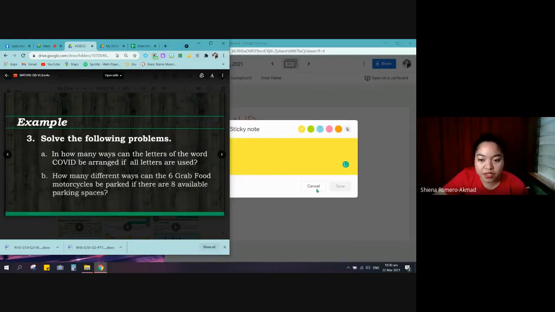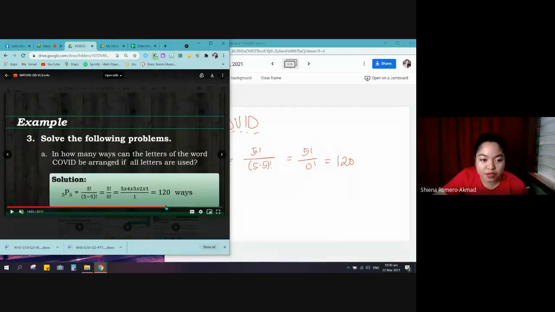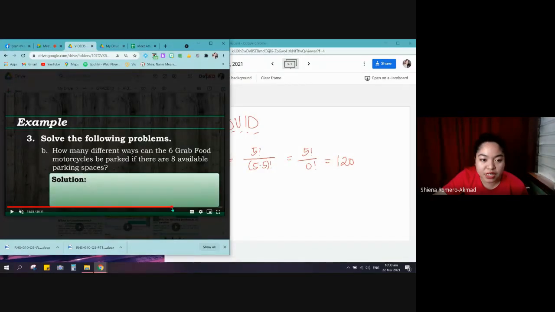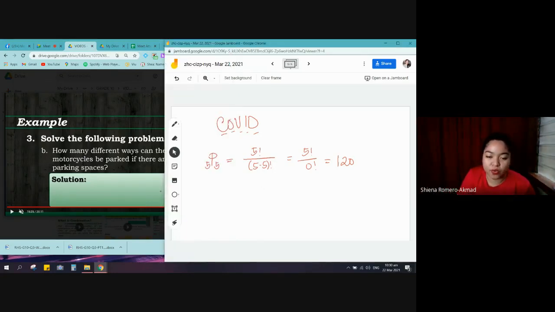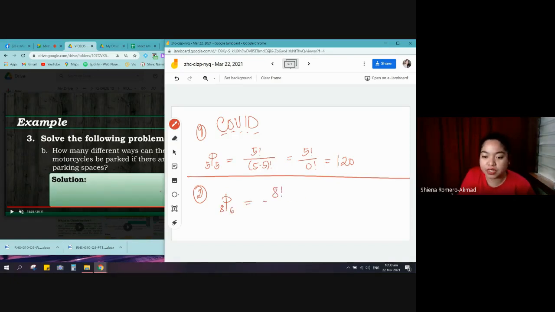Letter B. How many different ways can the 6 grab food motorcycles be parked if there are 8 parking spaces? So, ito number 1. There are 8 parking spaces. And there are 6 grab motorcycles. So, we have 8 factorial divided by 8 minus 6 factorial.